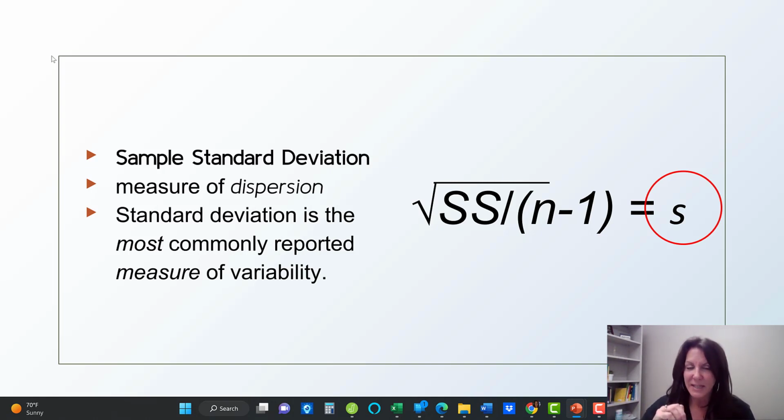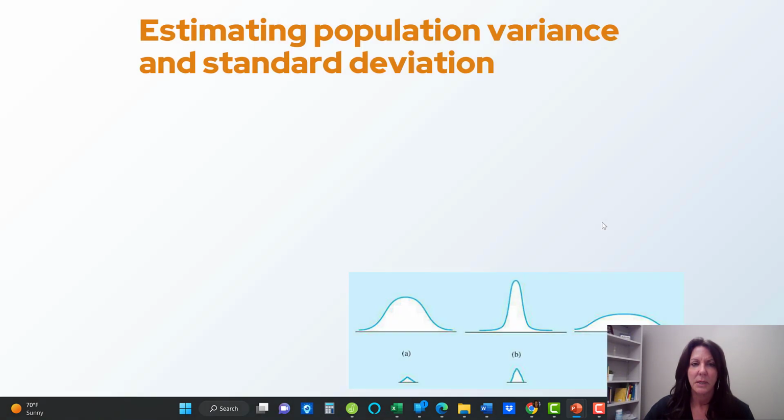We have the lowercase s. Now, sample variance was s squared. Sample standard deviation is just plain old s. We got rid of the exponent. How did we do that? We took the formula for sample variance and we took the square root of it. So we got rid of the exponent by taking the square root. All right, so these are the four major formulas that we're going to be talking about.